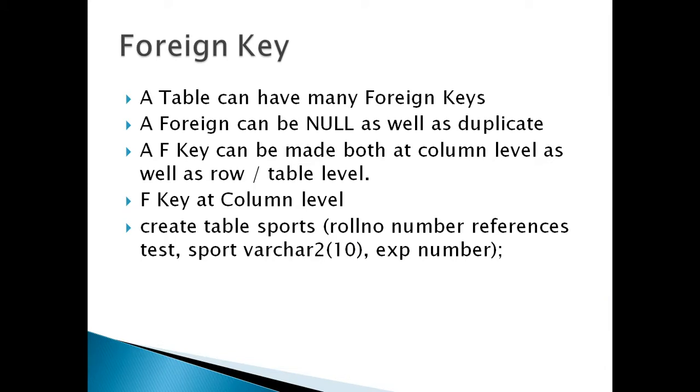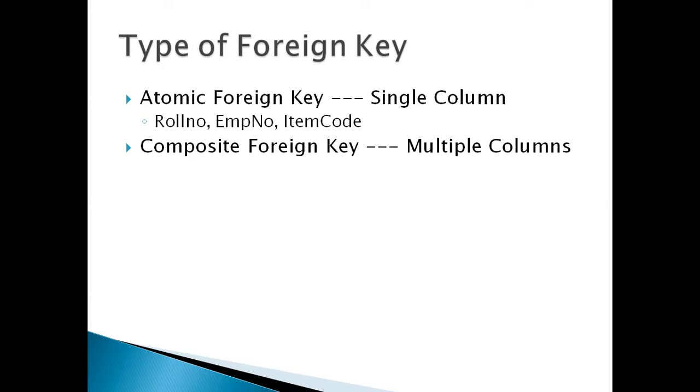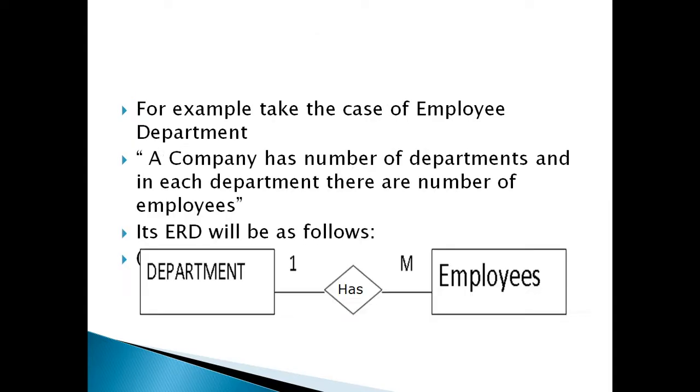So we have seen a number of properties of foreign key. A table can have many foreign keys. A foreign key can be null, it can be duplicate, it can be created at column level. Till now we have not seen table level, but we will very soon see. Again, a foreign key can be single or atomic or composite.